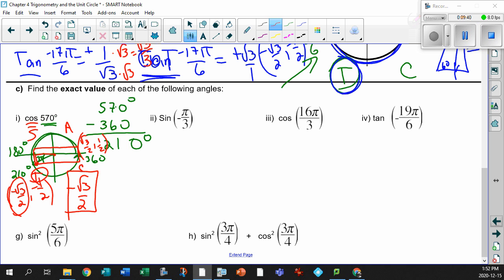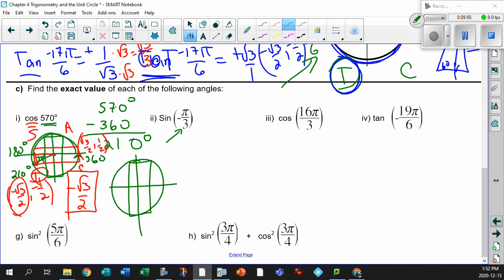Look at this one, sine of negative pi over 3. As soon as you see the 3, you know automatically we're going to be dealing with this guy right here. Okay? But where is negative pi over 3? Okay, let's draw our unit circle. Negative pi over 3, right? If this guy's pi over 3, negative pi over 3 has got to be here. And there's our reference angle of 60 degrees.